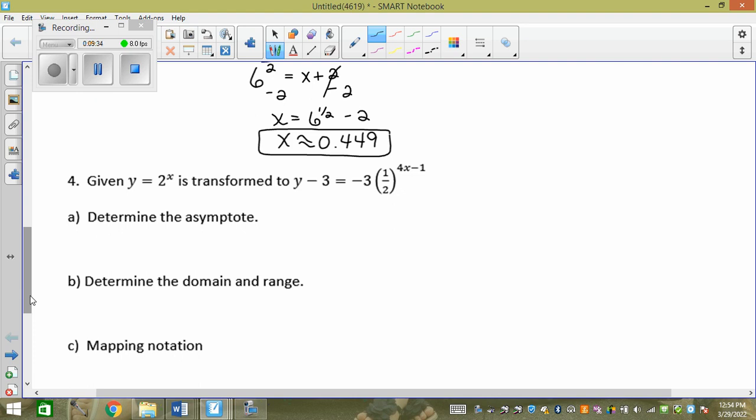Why? Because you can only compare exponential functions with the same base, and that base doesn't appear anywhere in our comments, right? Nowhere. So the first thing you're going to have to do, well, you can add the 3 over, so we can go y equals negative 3, but this 1/2 is actually going to have to be 2 to the negative 1, 4x minus 1, plus 3. And then what do I have to do still? Take out the 4.